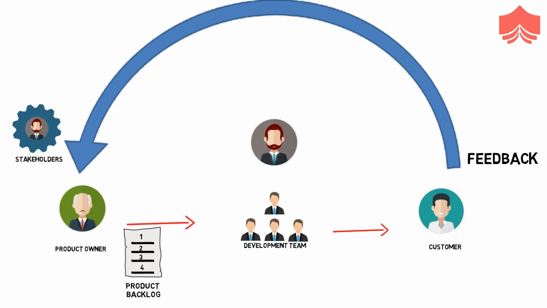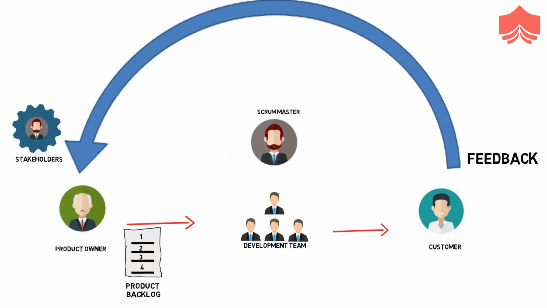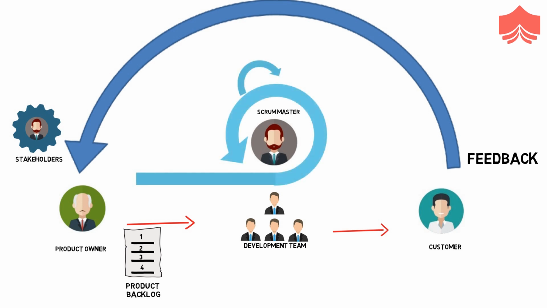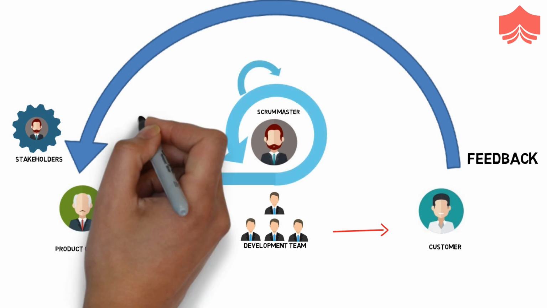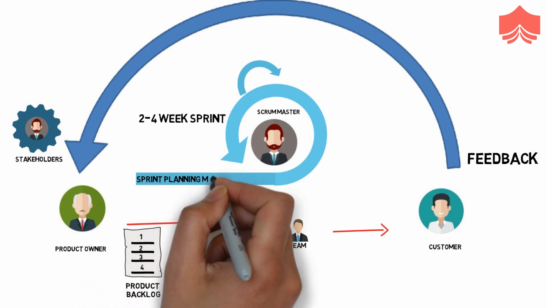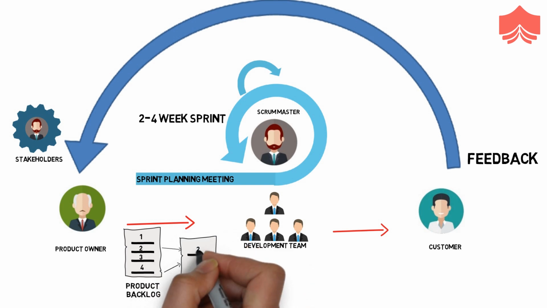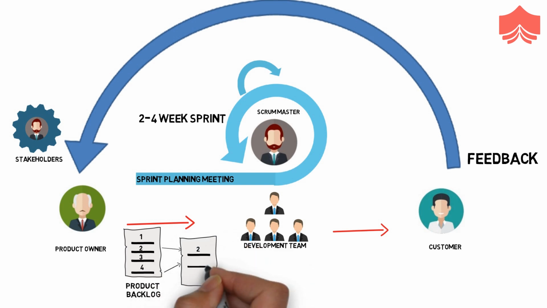The person who helps in facilitating these rituals is known as the Scrum Master. A Scrum team works in sprints. A sprint is a time box of 1 month or less. A sprint planning meeting is conducted before every sprint, which is attended by the Scrum Master, the development team, and the product owner. All of them select the high-priority items from the product backlog in such a way that the development team can deliver them in one single sprint.